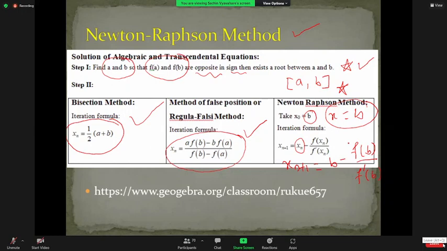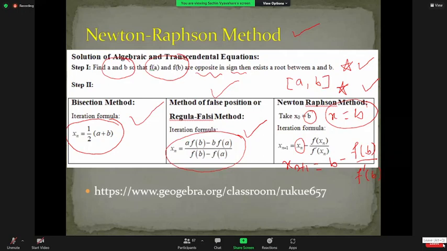If you want the detail of the derivation of these methods like false position and Newton-Raphson method, you can refer to the notes that I already shared with you, that Word file or PDF file, or you can go through the textbook also. Derivations will not come in the exam.